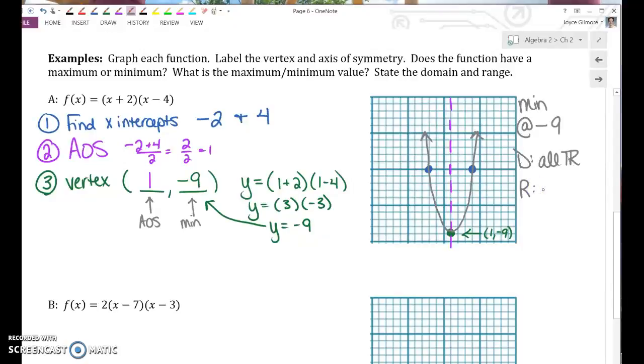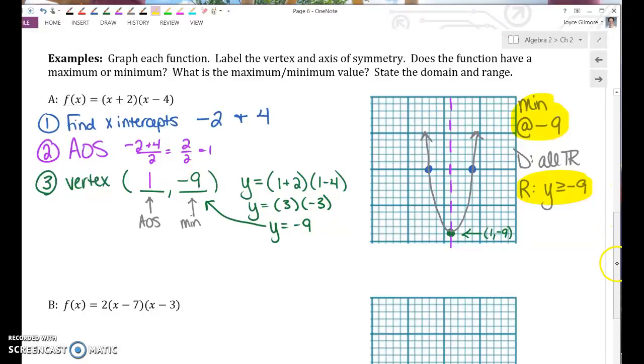And your range. If your minimum value is negative 9, all of your y values are either negative 9 or something larger than that. So y is greater than or equal to negative 9. If you can make the connection between the minimum and the range, or the maximum and the range, it'll help you to figure out what your range is.